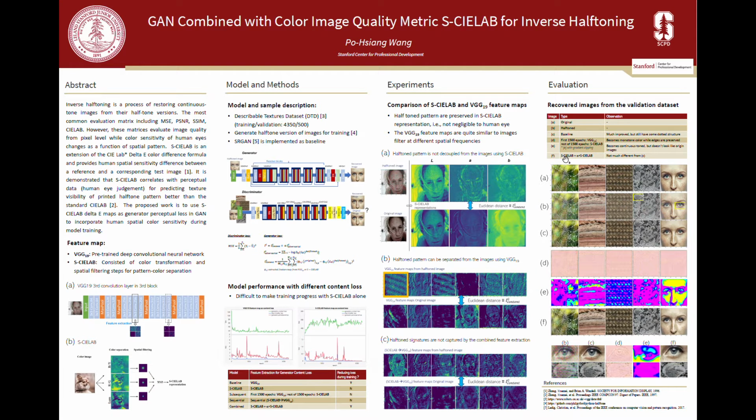Hello everyone, in this work I use SCAN combined with the S-CIELAB color metric to recover half-toned images. The idea is, studies have shown that the human eye has poorer color sensitivities at high spatial frequencies. S-CIELAB uses pre-processing steps that incorporate such pattern-color sensitivity differences.